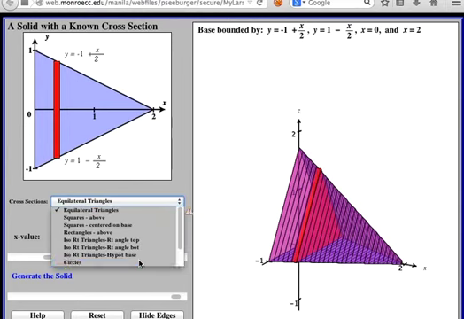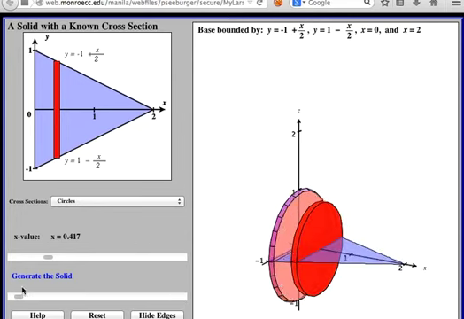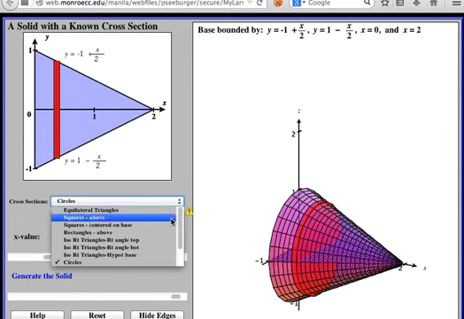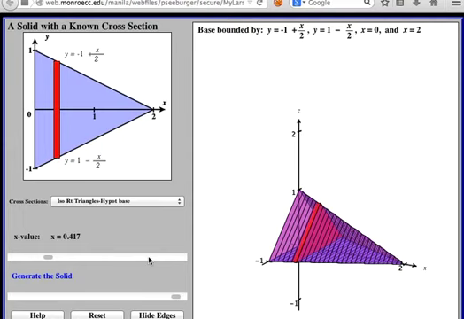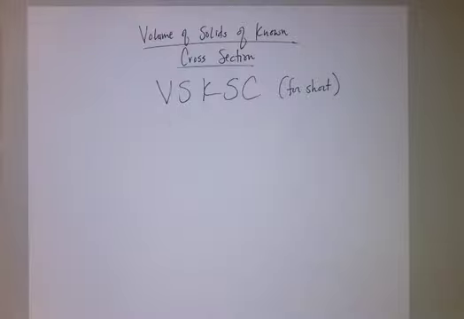Now let's go ahead and look at circles. Okay, and we can see how that volume is generated by adding up the infinite number of cross sections of circles. How about an isosceles right triangle with the hypotenuse down? Looks similar to the equilateral triangle. Okay, well, now that I've shown you some animations and you can kind of get your head around it, let's go ahead and do some examples.